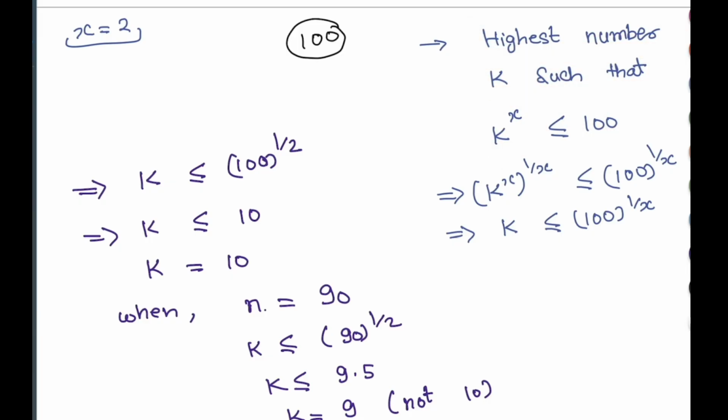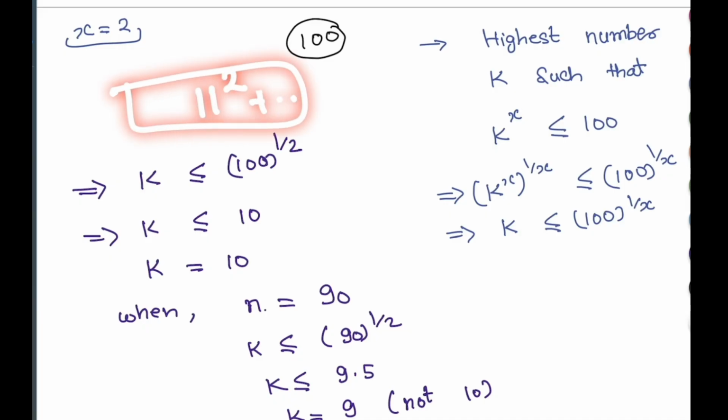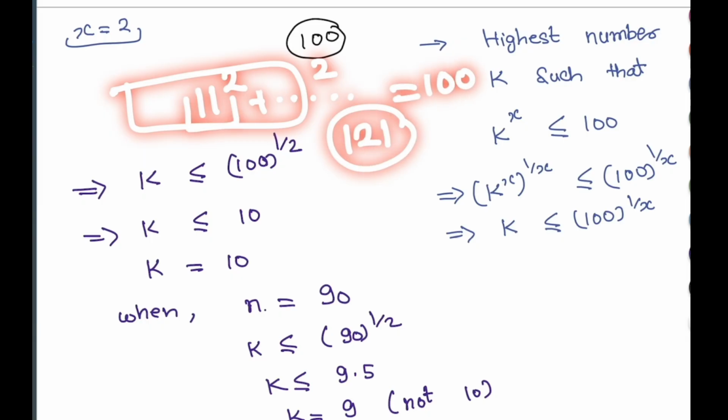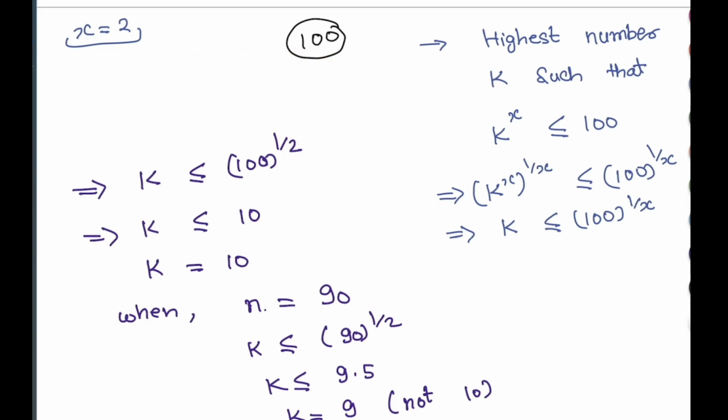For example, if the value of n is 100, I cannot create a formula in which I say 11 to the power 2 plus some more numbers whose power of 2 is equal to 100, because this alone will be equal to 121. If you have 121 and you keep adding some numbers, you will never get 100. So I had to find the upper limit. At least I should have that upper limit with me, and that upper limit is the highest number k such that k to the power x will be less than or equal to 100.